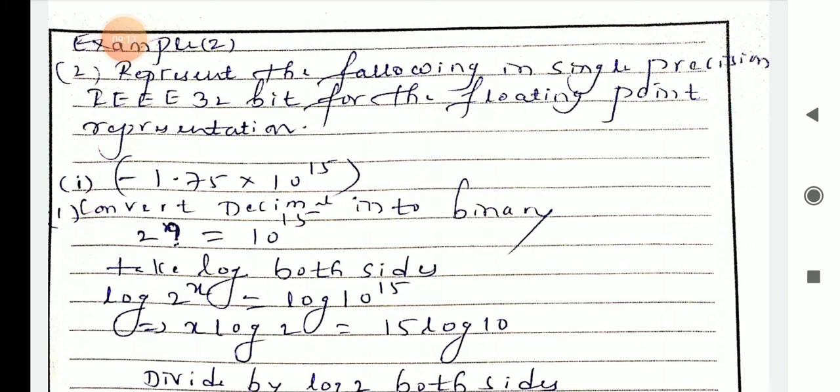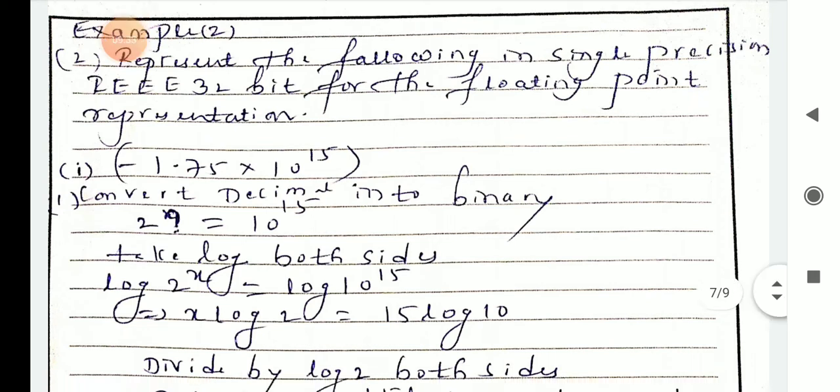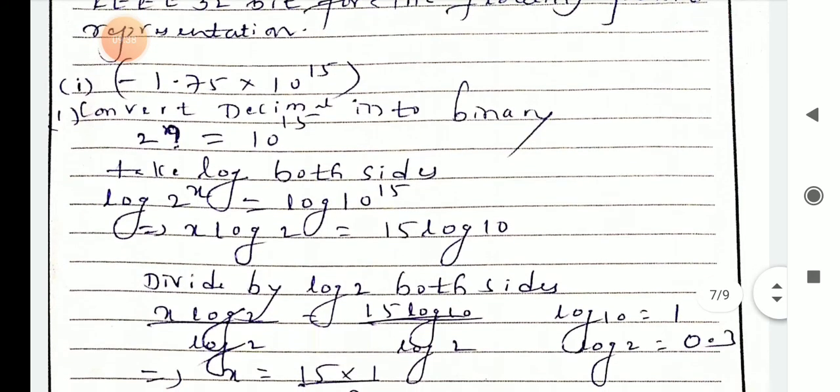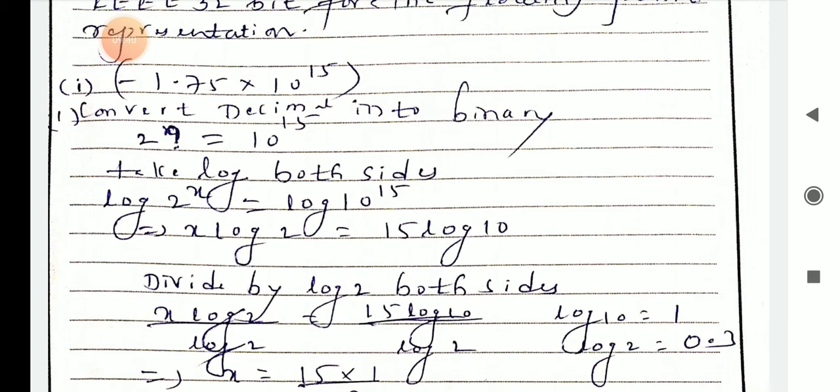Represent the following in single precision IEEE 32 bit floating point representation. They will ask in the exam like this: represent in 32 bit or 64 bit. So in 32 bit you have to use single precision, and in 64 bit you have to use the 64 bit double precision format. That example is minus 1.75 multiplied by 10 raised to 15, like this they have given the example. So the first step is, you have to write that value as it is.